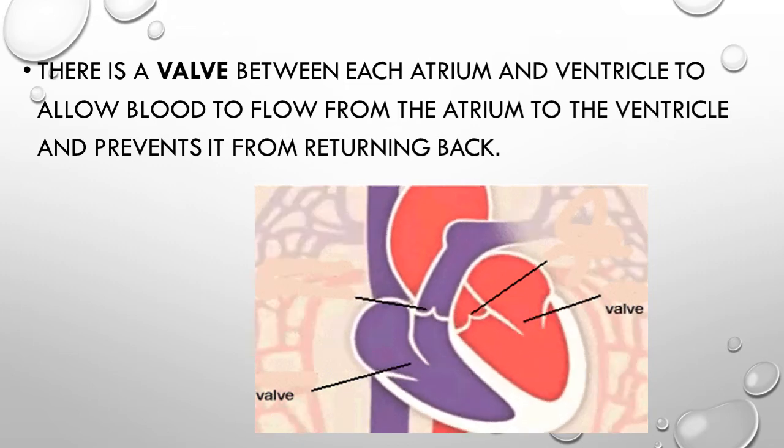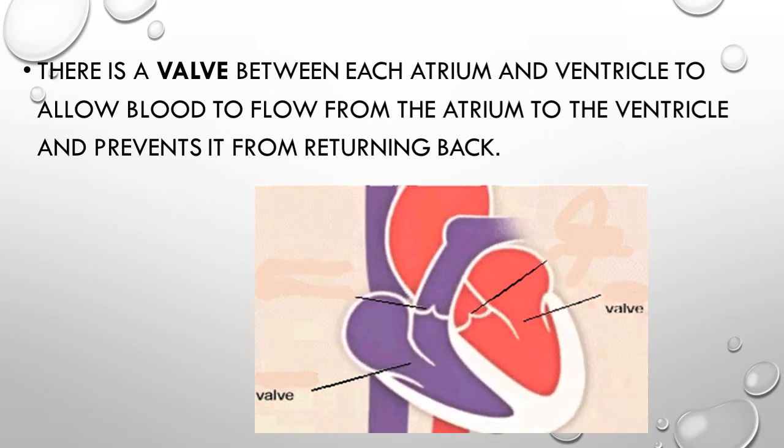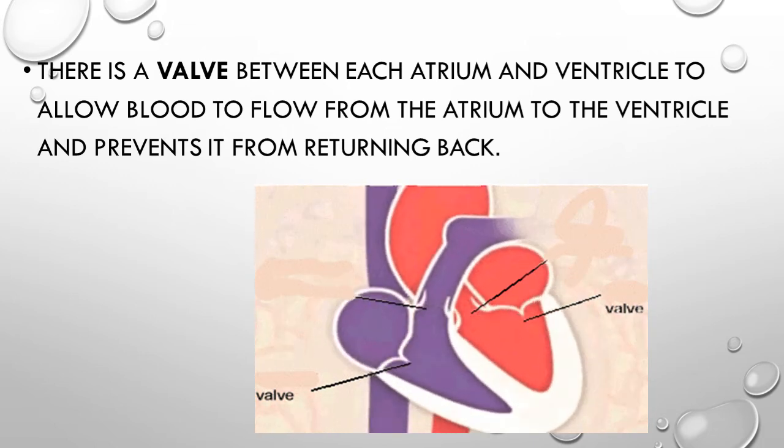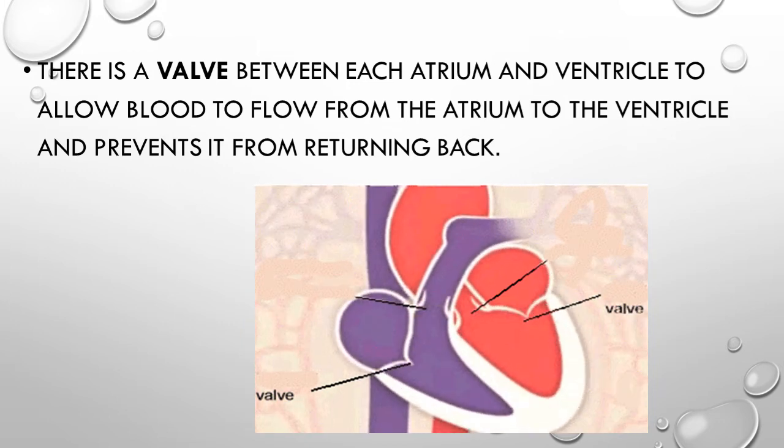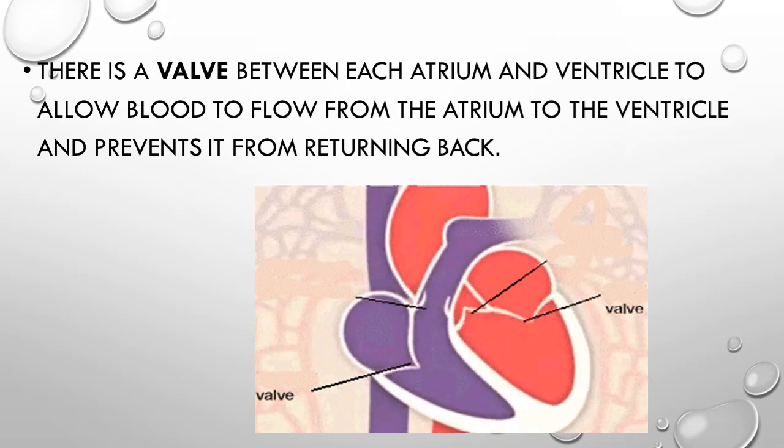Then again, there is a valve between each atrium and ventricle. Why? To allow blood to flow from the atrium to the ventricle and prevent it from returning back.